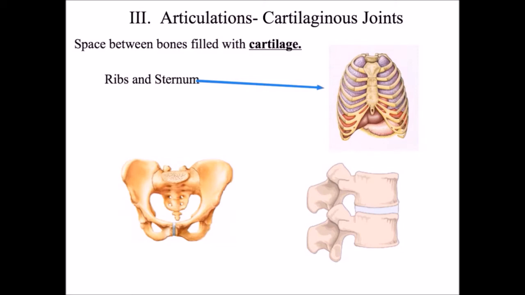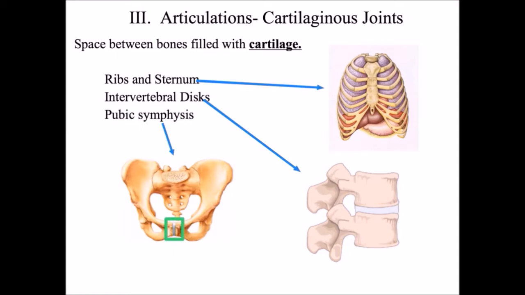Another type of cartilaginous joint is a joint between 2 vertebrae, in which an intervertebral disc or fibrocartilage pad is found between adjacent vertebrae. And the last example of a cartilaginous joint would be the pubic symphysis, in which a fibrocartilage pad is found between the 2 pubic bones.